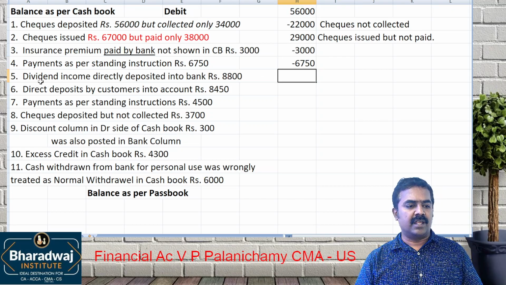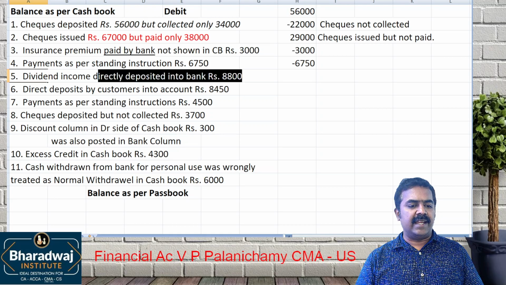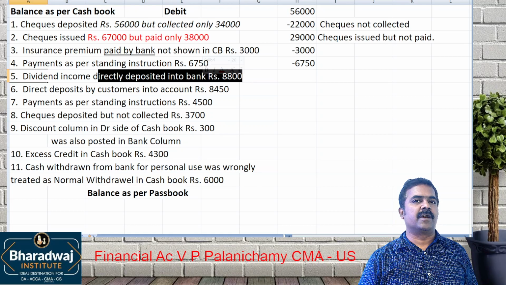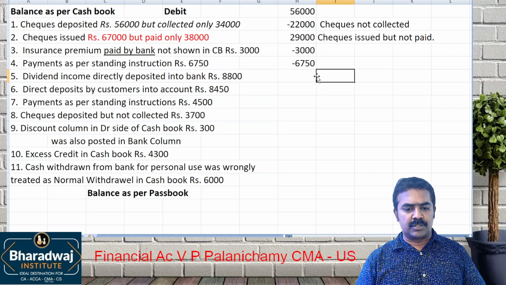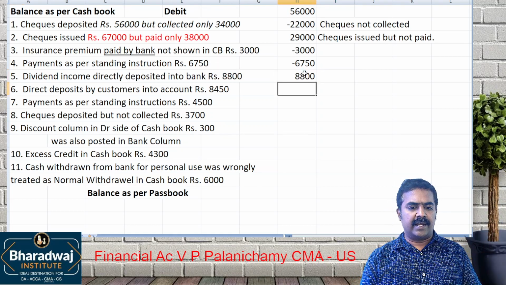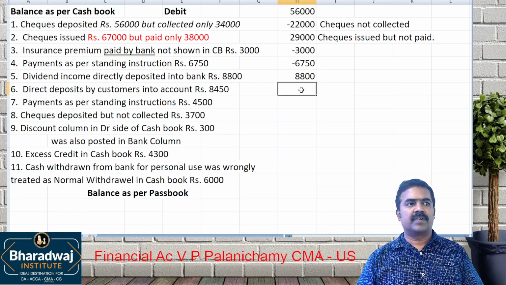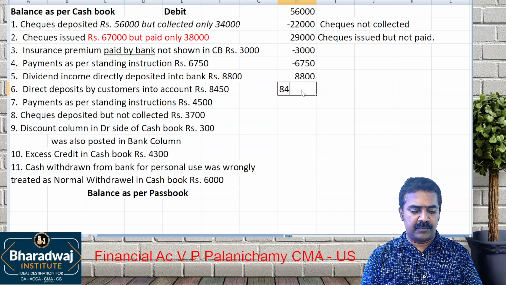6750. Then dividend income directly deposited into the bank. The customer deposits directly, the bank would have added. Let us also add it. Then direct deposit by customers into the bank account. The bank has added, let us also add it.